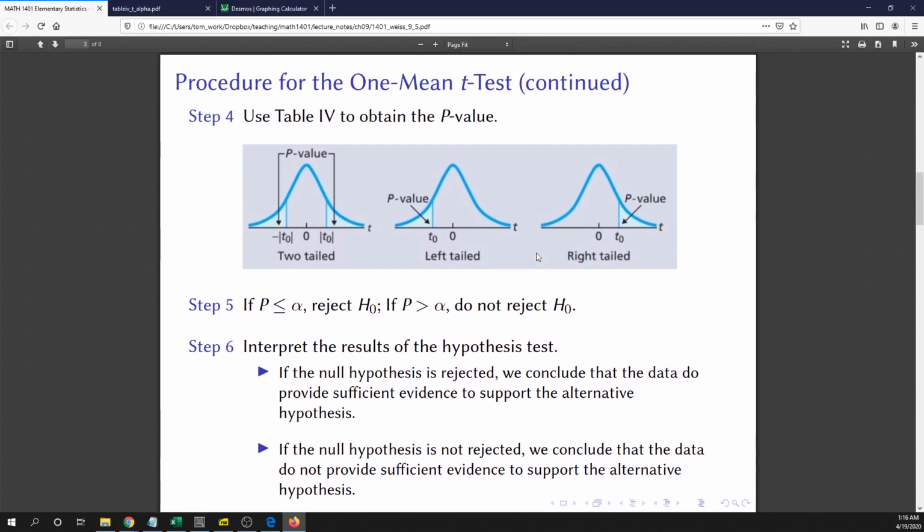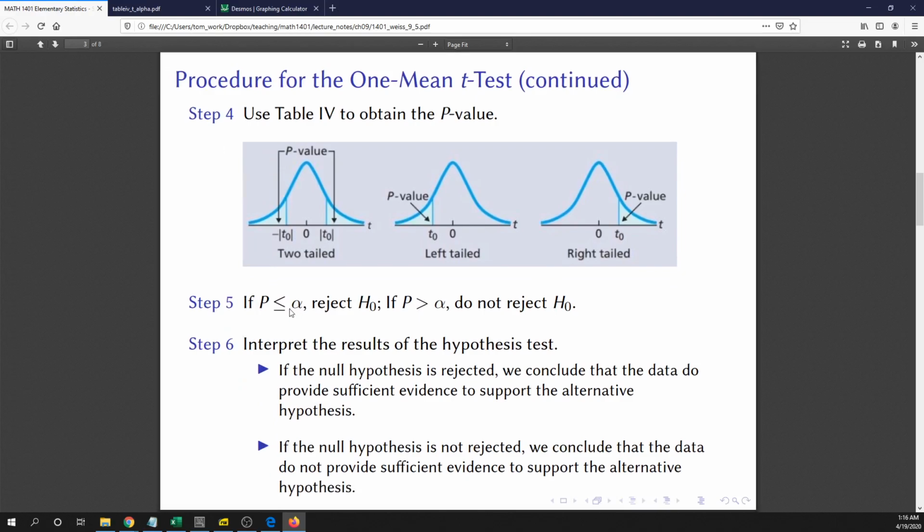All right, step 5 is to compare the p-value to the level of significance. If the p-value is less than or equal to the level of significance, we're going to reject, just like we did last time. If the p-value is greater than the level of significance, we do not reject the null hypothesis. And then we are going to interpret the results of the hypothesis test.